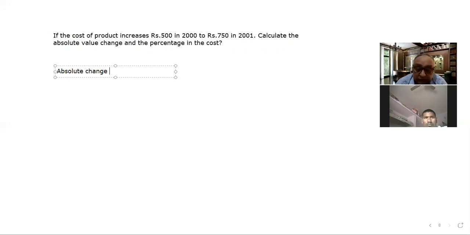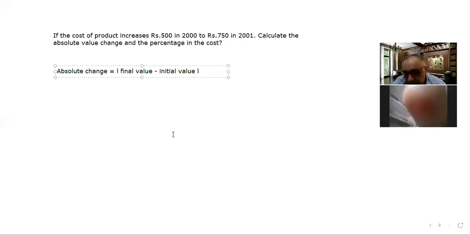is equal to final value minus initial value. So that is the amount of absolute change, I would say. This means ignoring the signs. Sign may be positive, sign may be negative here. We need to find the absolute change.